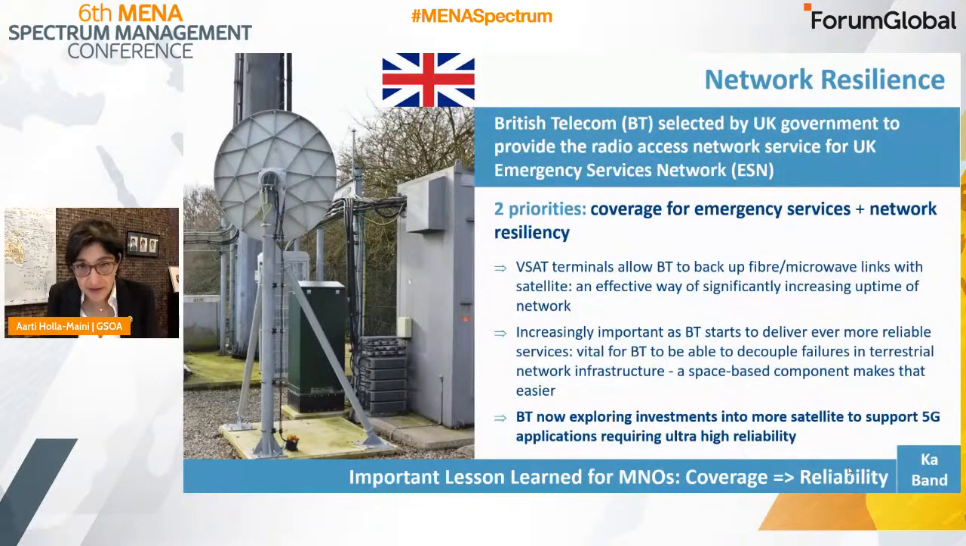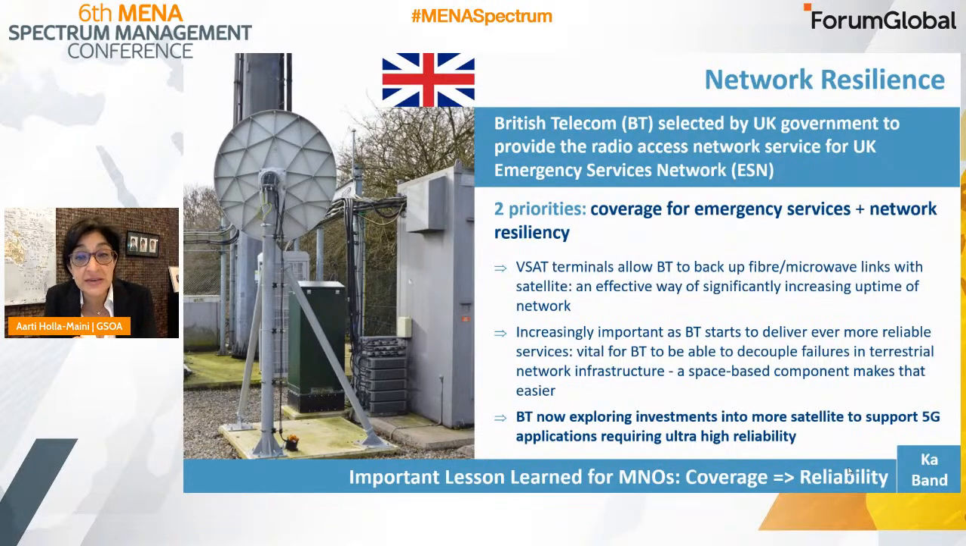I also wanted to give you at this point an example from the UK. I know it's from the UK, but for me, this is the kind of approach and the kind of thinking that other mobile operators should also embrace. So in the UK, BT was selected by the government to provide the radio access network service for the emergency services network after the UK had suffered a lot of floods around 10 years ago. In providing that service, they had to guarantee a coverage of the UK, a given percentage. And the only way for them to do that was to embrace satellite. So they have satellite embedded across around 1,000 sites in the UK. And what they found was that this was a really effective way of increasing the overall uptime of their network.